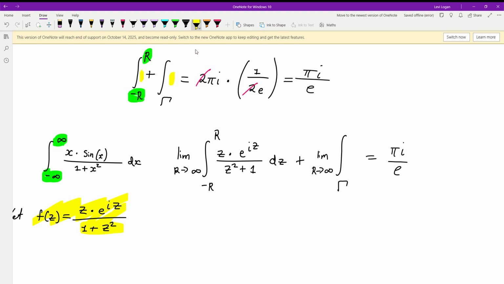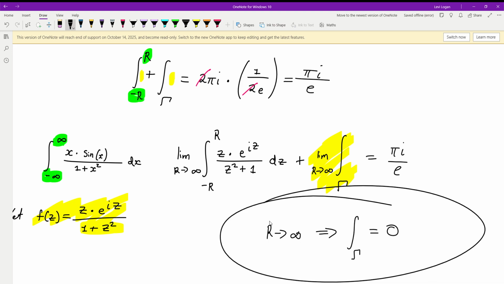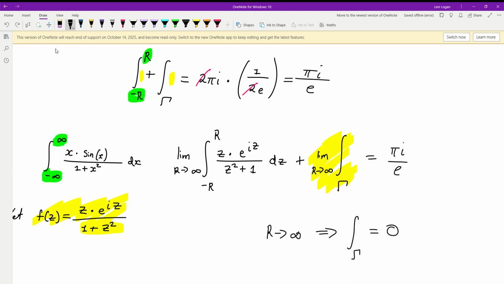Now, as r goes to infinity, this guy actually turns to 0. So as r goes to infinity, this integral of the gamma path goes to 0. If you want to see the full proof for that, drop something in the comments and I'll do it. It's just very long. It'll take another couple minutes or so.